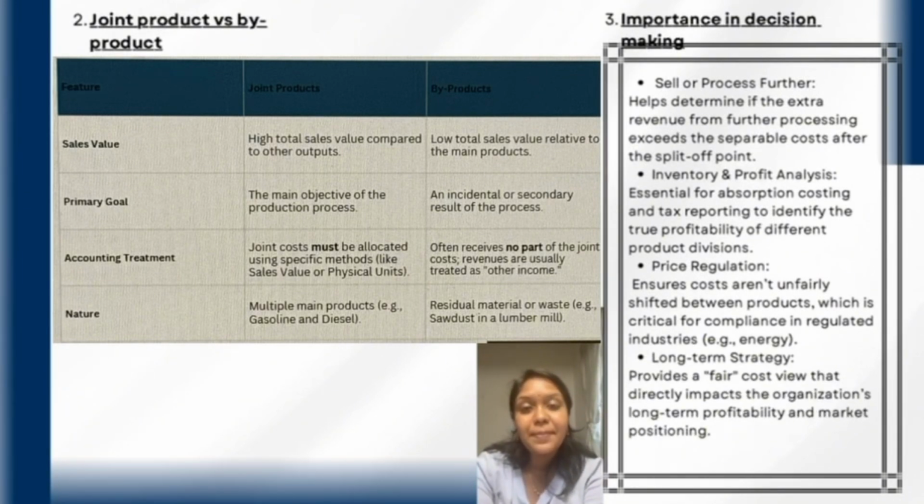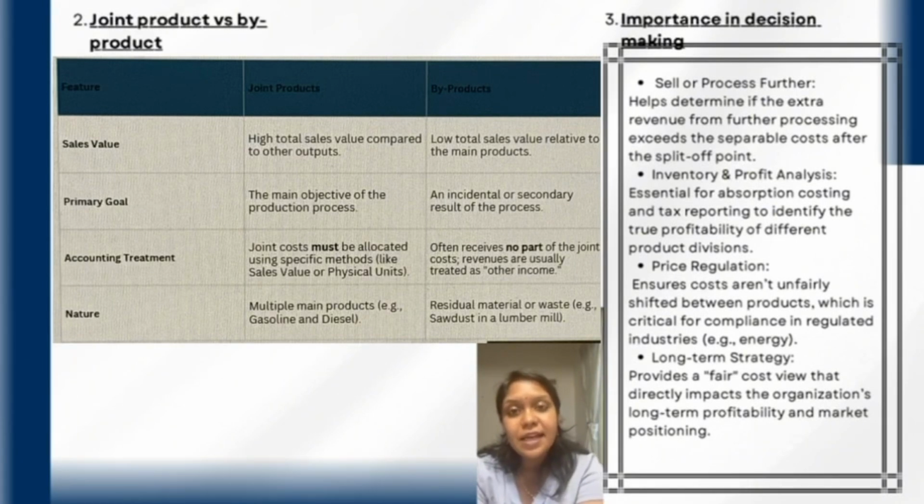Joint products are the main products produced from the same process and usually have a high sales value. Examples are gasoline and diesel from crude oil. Byproducts are secondary outputs with a lower sales value. They are not the main objective of production. An example is sawdust produced in a lumber mill. In accounting, joint costs are allocated to joint products, while byproducts usually receive little or no allocation of joint costs.